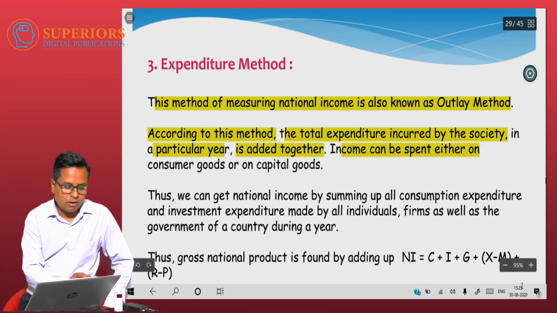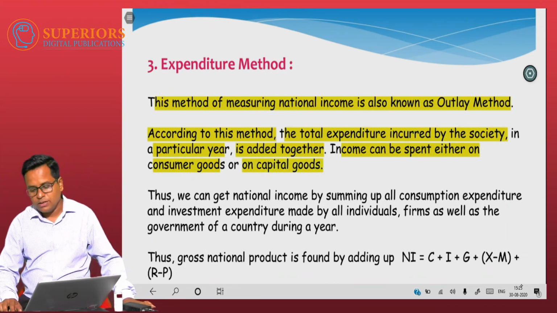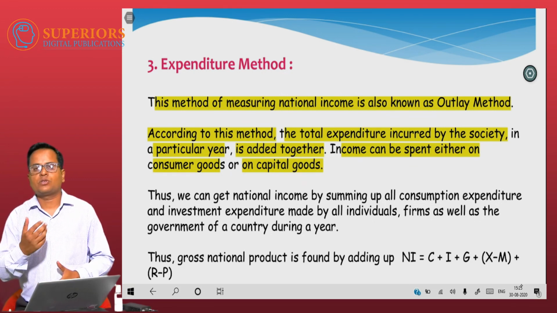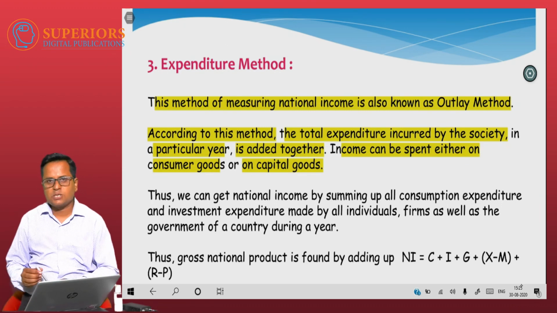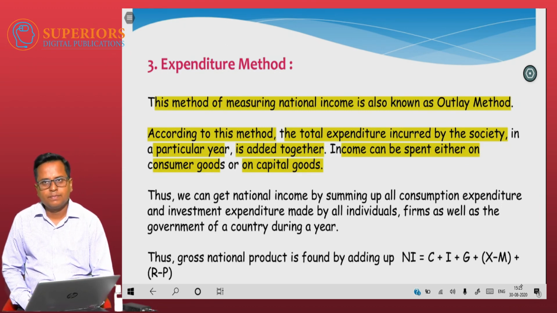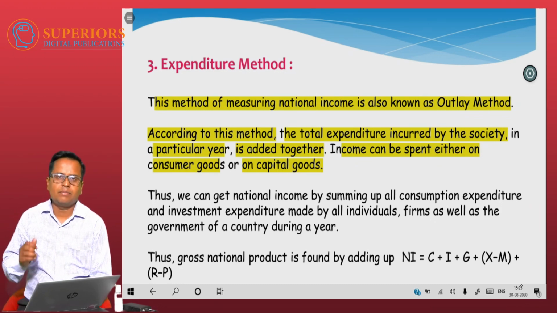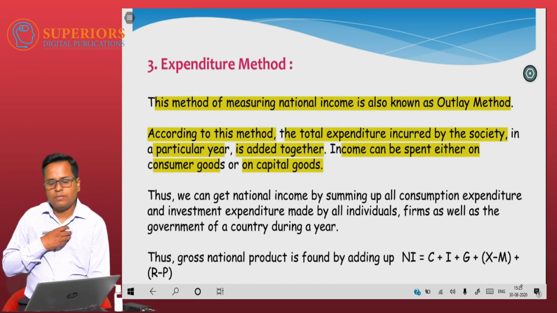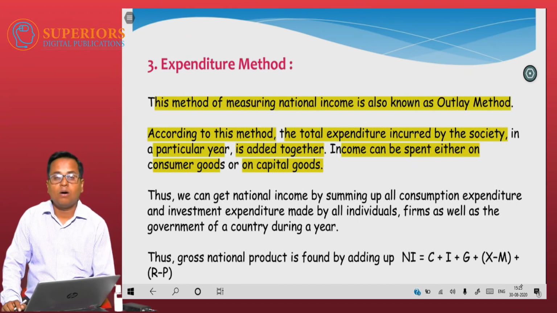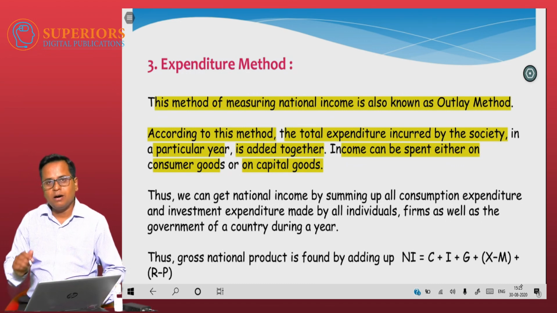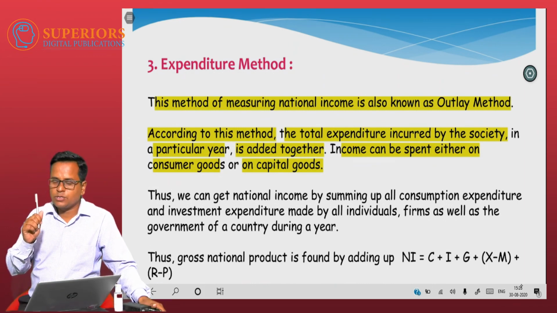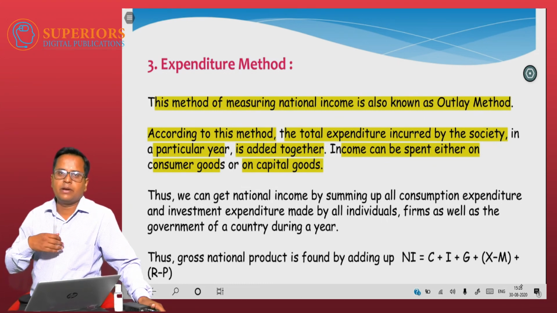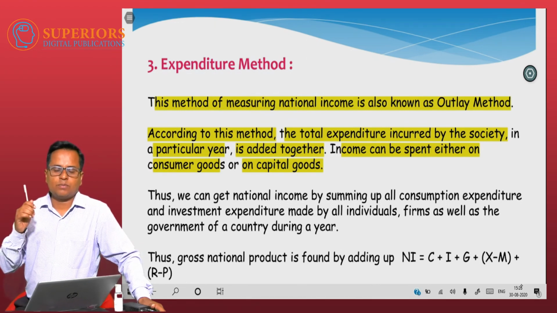Income can be spent either on consumable goods or on capital goods. So here we are taking into account the expenditure made by people on purchase of goods and services. It means we are taking into account the values of goods and services. Suppose I spent rupees 100 on purchase of this pen, it means the value of this pen is rupees 100. So either I am taking into account my expenditure, or the value of this pen, or the income earned by its producer. Each and everything is equal. The income earned by its producer is 100, the value of the product is also 100, and the expenditure made by me on purchase of this pen is also rupees 100.